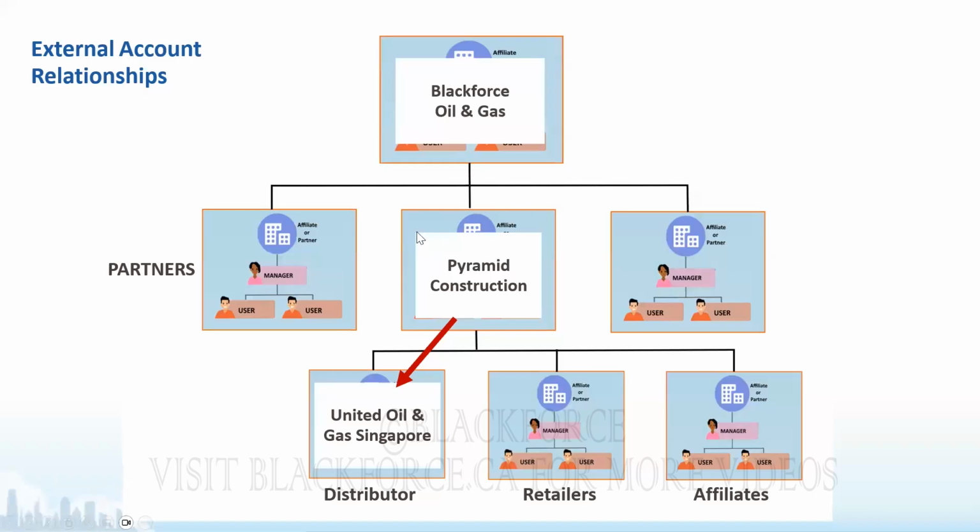And then it's possible for Pyramid Construction to share data to its distributor. So Pyramid Construction has distributors, retailers, affiliates. So remember that this is all accounts. These are not persons. These are account relationships that we're talking about.